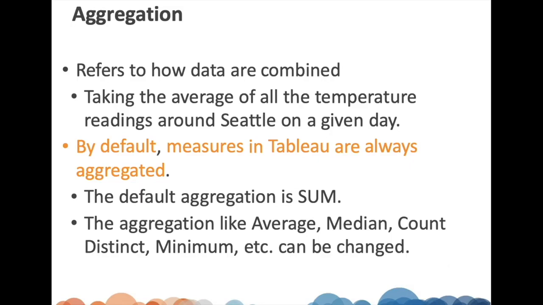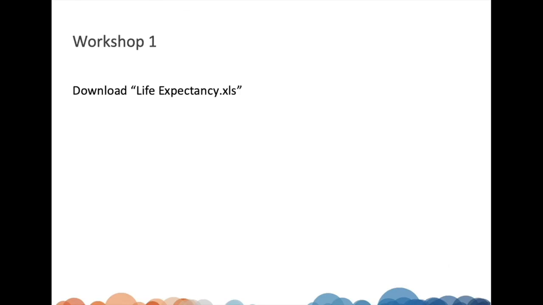So when I say that by default, Tableau will do aggregation, that is, if we drag some measure onto the column or row, you would notice that it will appear as a sum. By default, it would usually appear as a sum.